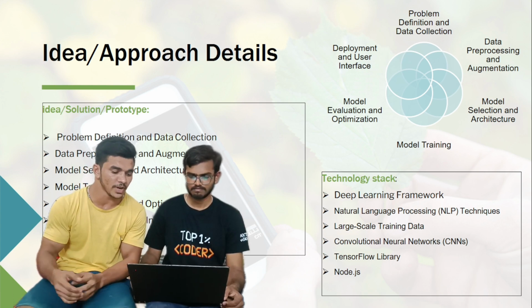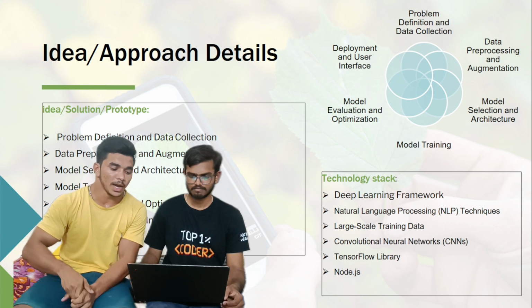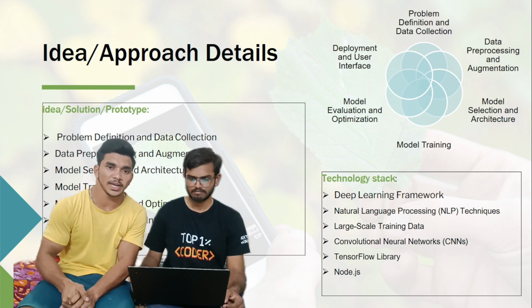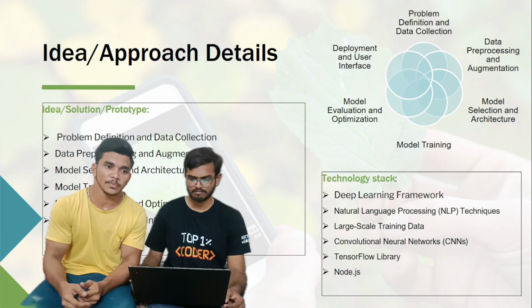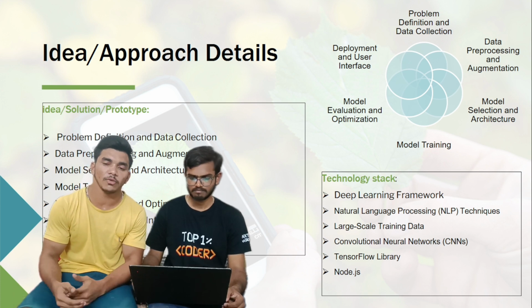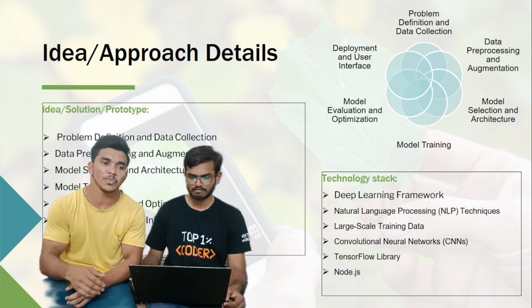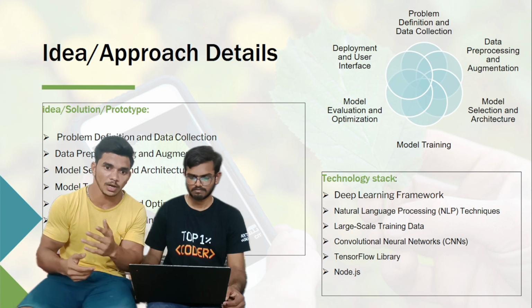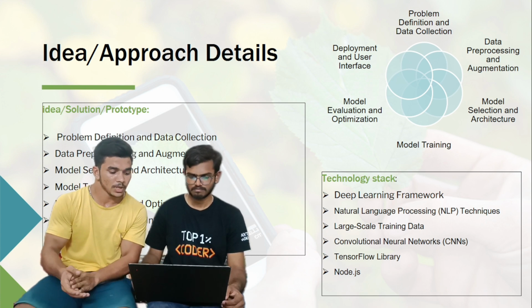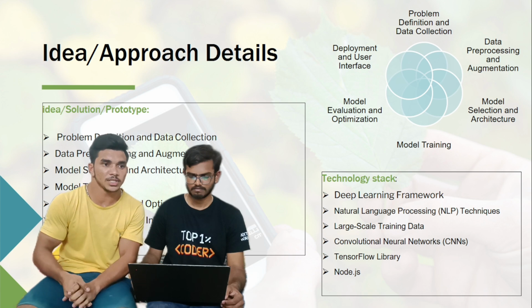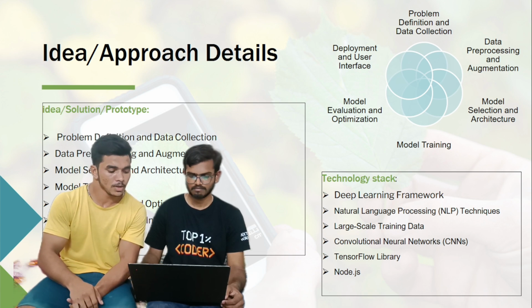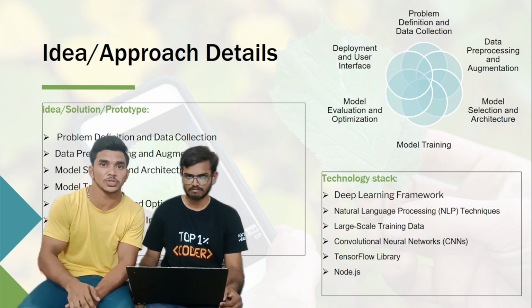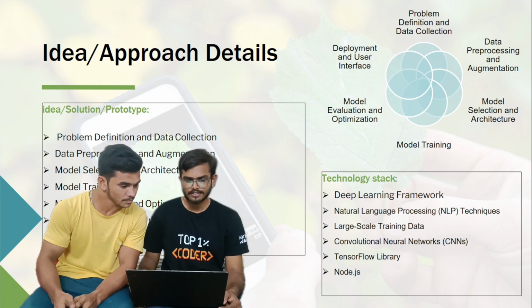Coming to the deep learning framework, we used the Keras framework, and natural language processing techniques like search results and prediction of text. For large-scale training data, we trained the model on 30,000 plus images, and each image is trained 50 plus times, so that the output comes out very effectively. And we used the TensorFlow library, which is for Python, and Node.js, which is a JavaScript package.